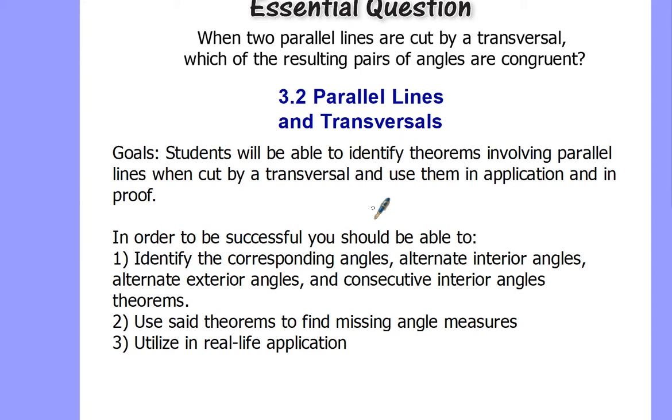All right, ladies and gentlemen, in this video we are going to look into parallel lines being cut by a transversal. Specifically, we are going to identify 4 theorems regarding angle relationships that we've already discussed: corresponding, alternate interior, alternate exterior, and consecutive interior angles. And then we're going to show some examples of how to use the theorems to find some missing angle measures. And at some point, we will use them plenty in proofs.